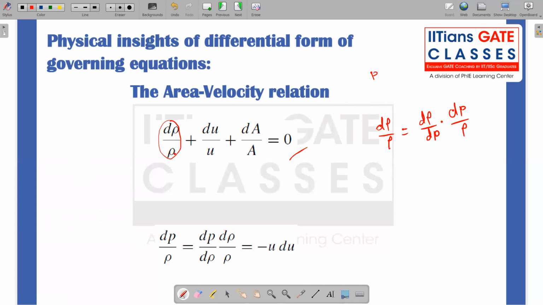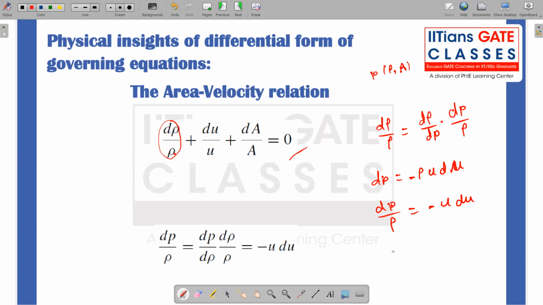Because pressure is a function of rho and u both, and area also, I can easily write a density change as a function of pressure. So that's what I'm doing now. From the momentum equation, what we had, dP is equal to minus rho u du, right? So dP by rho can be written in terms of minus u du. So I am replacing dP by rho here.